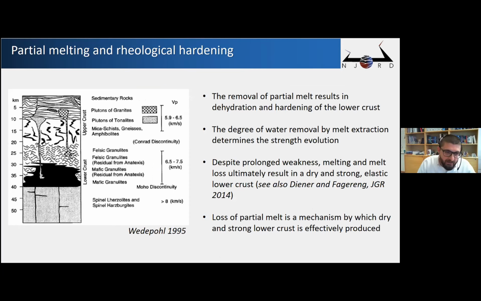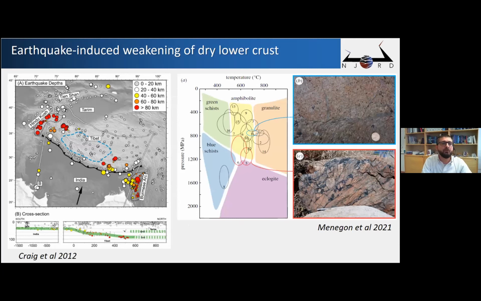So this made us conclude that the removal of partial melt is a very efficient mechanism to form a strong lower crust, to dehydrate and harden the lower crust. So despite prolonged weakness during migmatitic deformation, melting and melt loss ultimately result in a strengthening and a dehydration of the lower crust. So how can we deform this strong and dry lower crust?